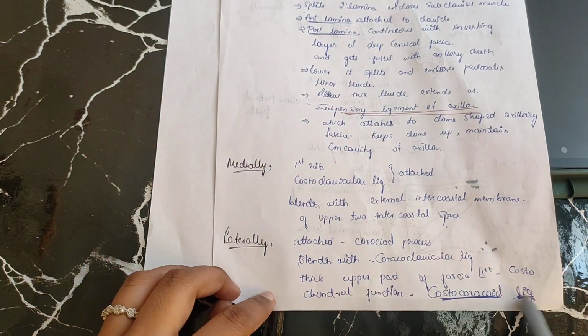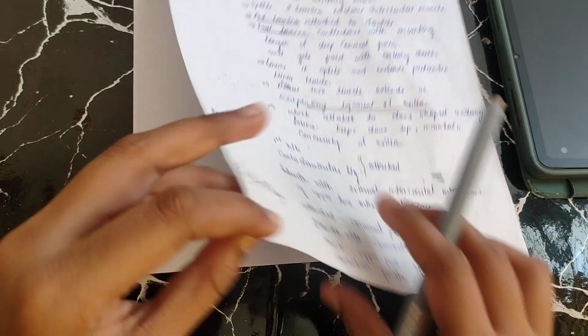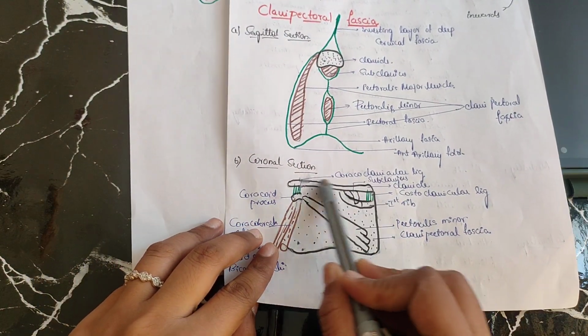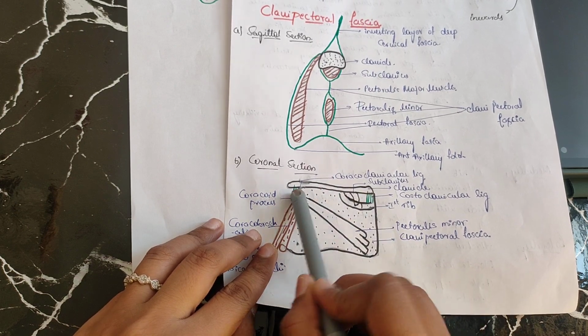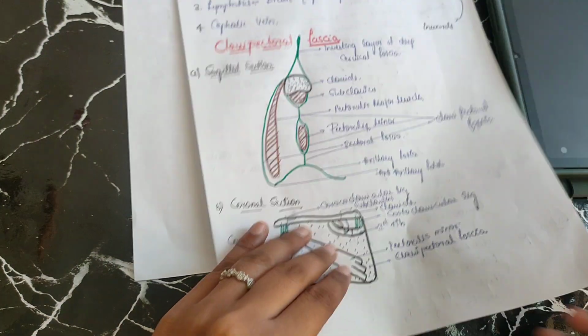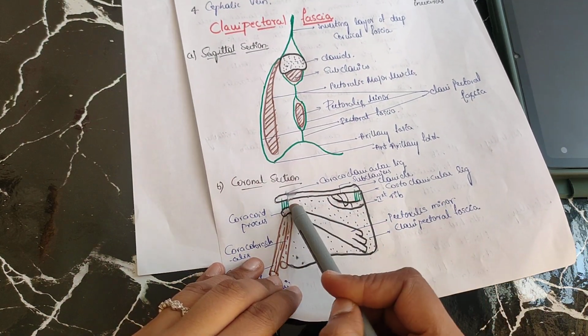And the thicker part of this fascia from first rib to the coracoid process, that is the upper part, will be thick from here to here. This is called the costocoracoid ligament. From first rib to the coracoid process, costocoracoid ligament.